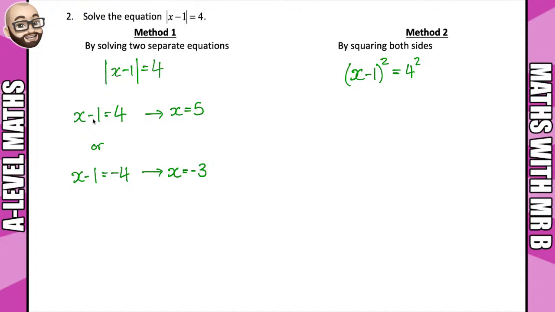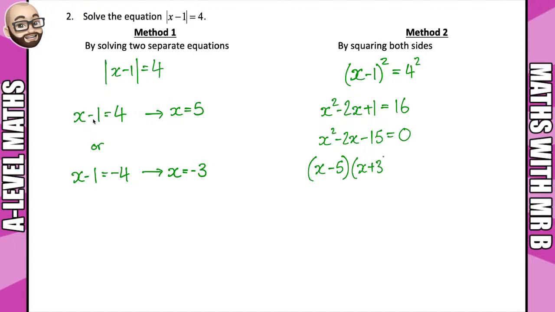If we multiply out x minus 1 squared, we get x squared minus 2x plus 1 equals 16. Then we're just going to turn that into a quadratic that we can solve by moving the 16 across as a subtract 16. That allows us to factorize it, and then we can solve it. And wouldn't you know, we get the same two answers from method 2 as we did with method 1.